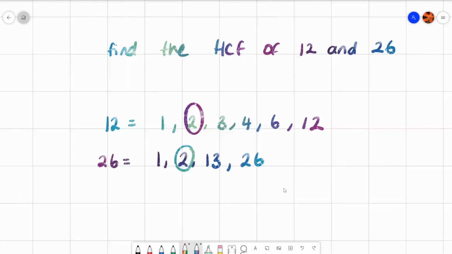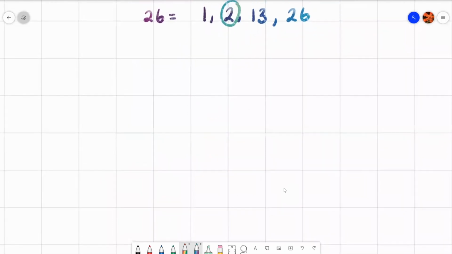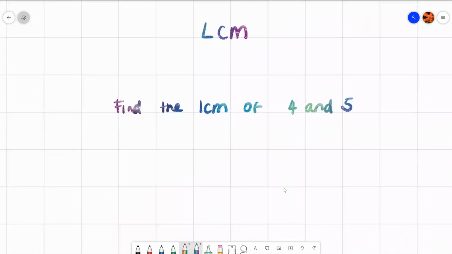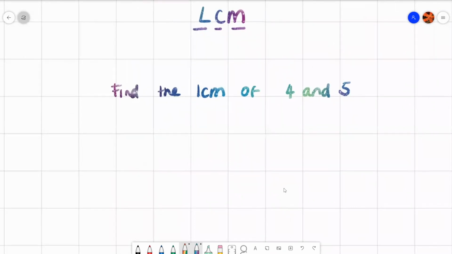Let's do lowest common multiple. Find the lowest common multiple of 4 and 5. Now this time it's lowest common multiple. Multiple means the numbers in the times table. So we want the lowest number that's in the 4 times table and the 5 times table.